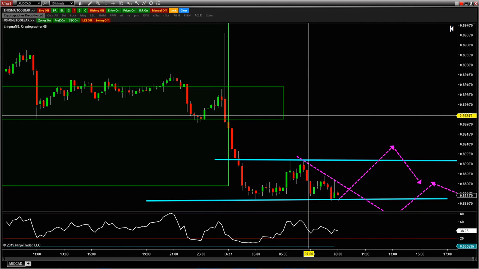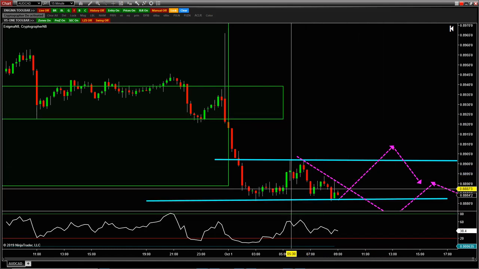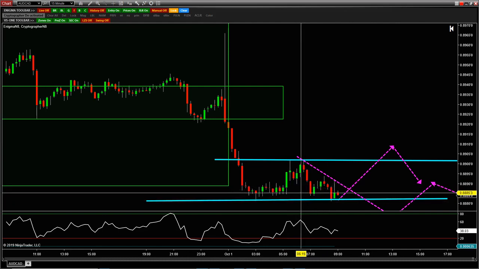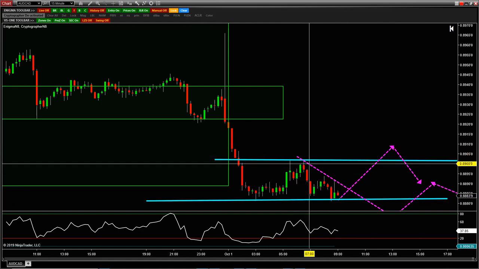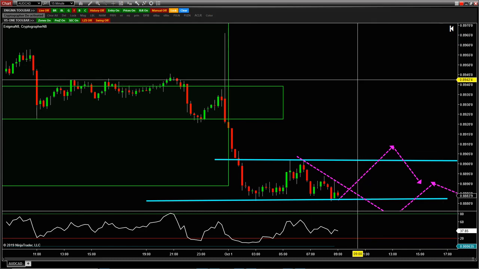Now, can you guys see the difference between this and what we looked at on the hourly as far as double bottoms go? You see this open blank space? Yeah, so you do have a double bottom here on the 15.